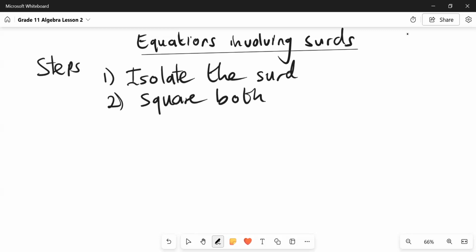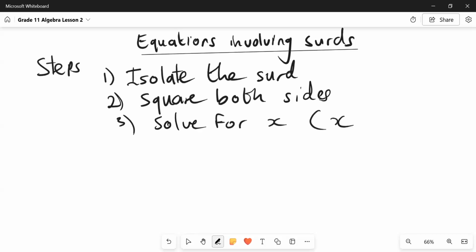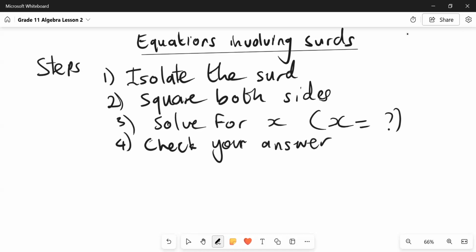Square both sides. Number three, you solve for x, meaning now you have to expect your x to be equal to something when solving for x, right? And then number four, which is compulsory, you check your answer. You have to check your answer at the end.